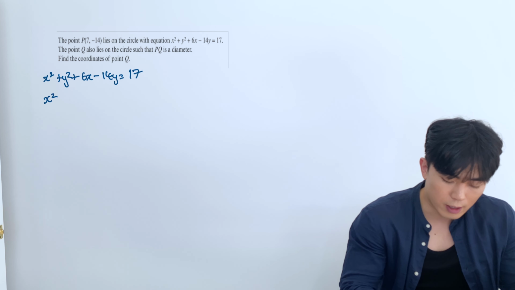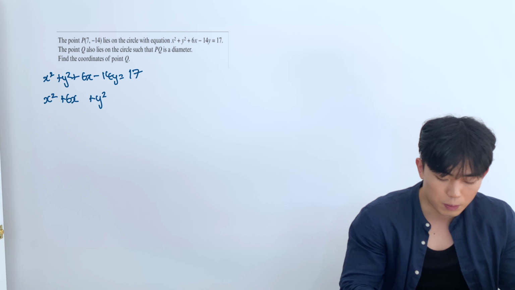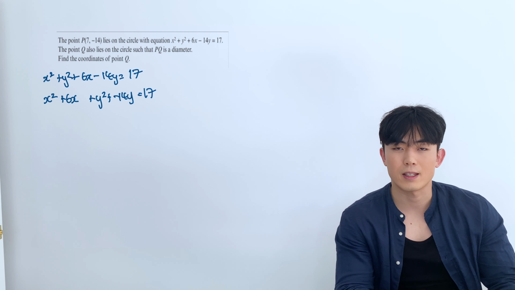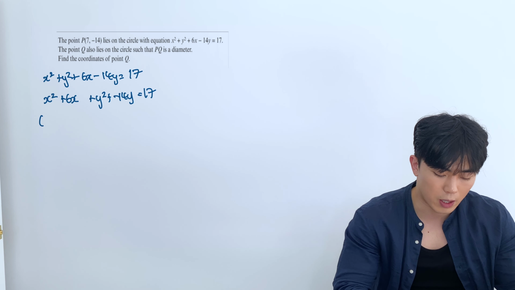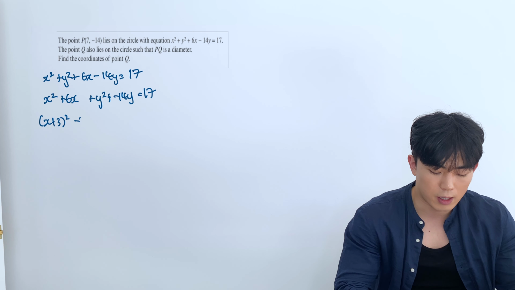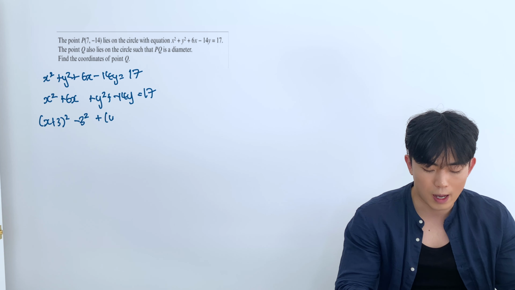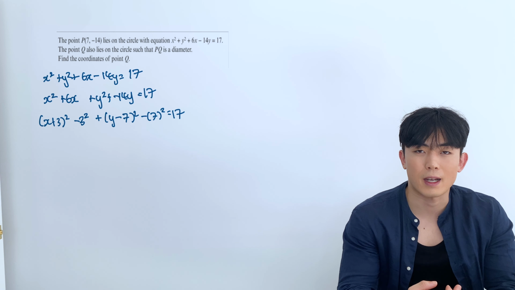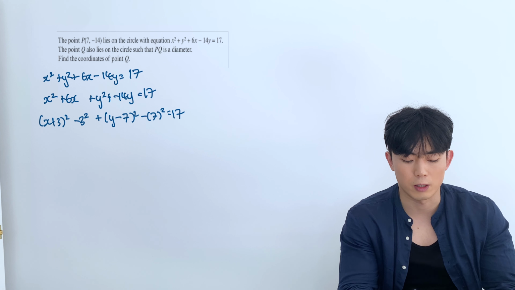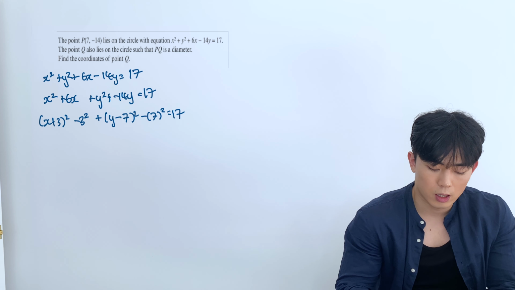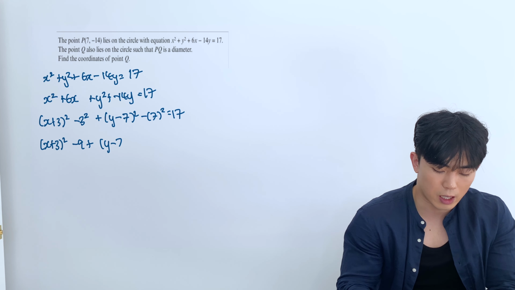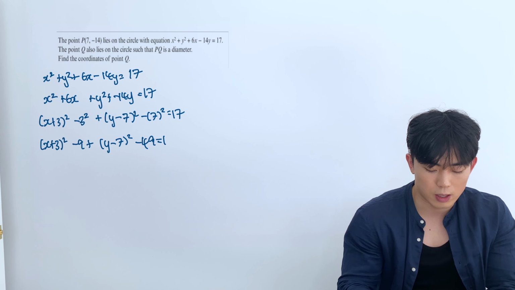So let's start: x squared plus 6x plus y squared minus 14y is equal to 17. I'm going to complete the square for x and then y separately. Looking at the x's, we have (x plus 3) squared minus 3 squared, and for the y's it'll be (y minus 7) squared minus 7 squared is equal to 17. Once again, if you're still unsure about completing the square, maybe go back and look at the completing the square video, and you will probably get reminded very easily. So we'll have (x plus 3) squared minus 9 plus (y minus 7) squared minus 49 is equal to 17.